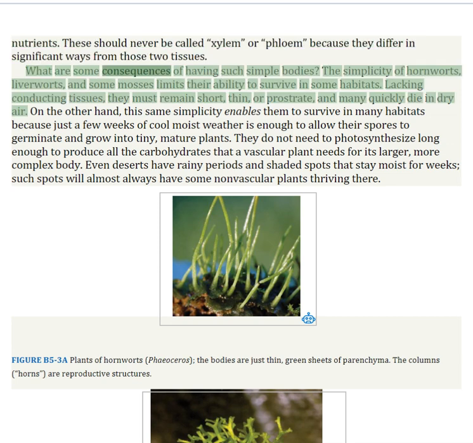What are some consequences of having such simple bodies? The simplicity of hornworts, liverworts, and some mosses limits their ability to survive in some habitats. Lacking conducting tissues, they must remain short, thin, or prostrate, and many quickly die in dry air.